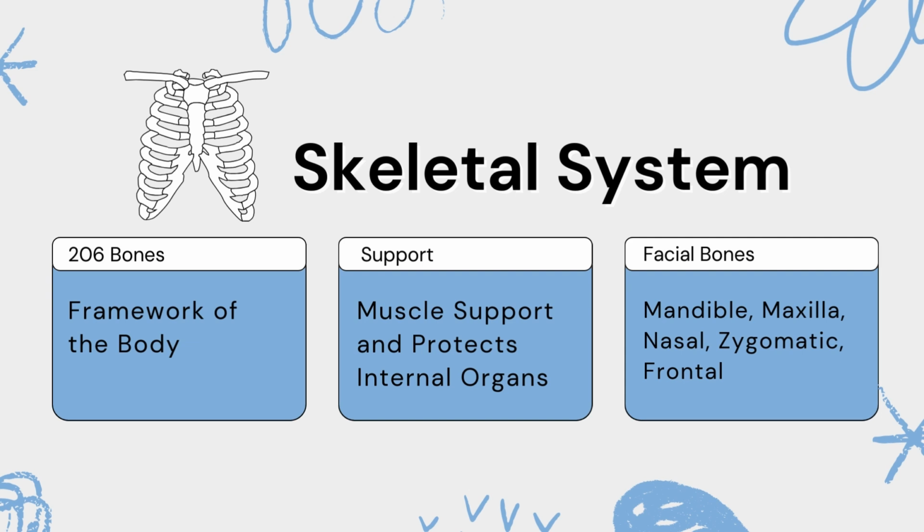Bones store essential minerals like calcium and phosphorus, which are released into the bloodstream as needed. The bone marrow within certain bones produces red and white blood cells. Common conditions include arthritis and osteoporosis. The human face has 14 bones, known collectively as the facial skeleton. These bones create structure, protect sensory organs, and facilitate functions such as eating and speaking.